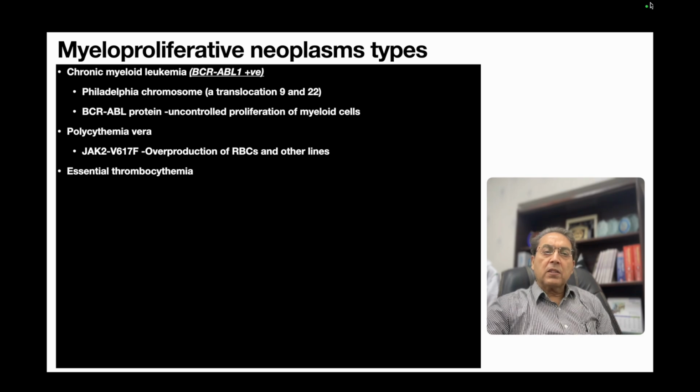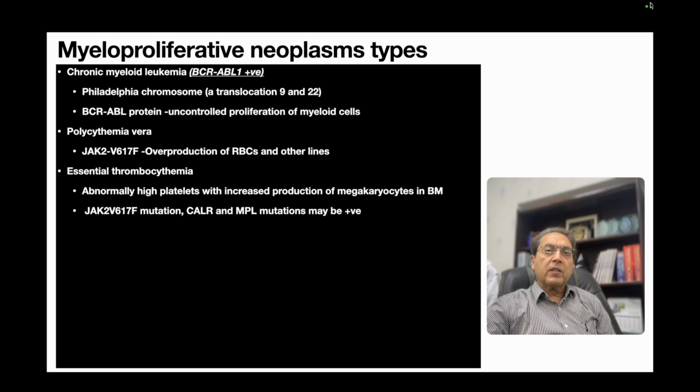Then the third one is essential thrombocythemia, when there is abnormally high platelet production and megakaryocytes in the bone marrow. This is also accompanied with the JAK2 mutation as in Polycythemia Vera, but there may be other mutations like CALR or MPL mutation, they may be present.